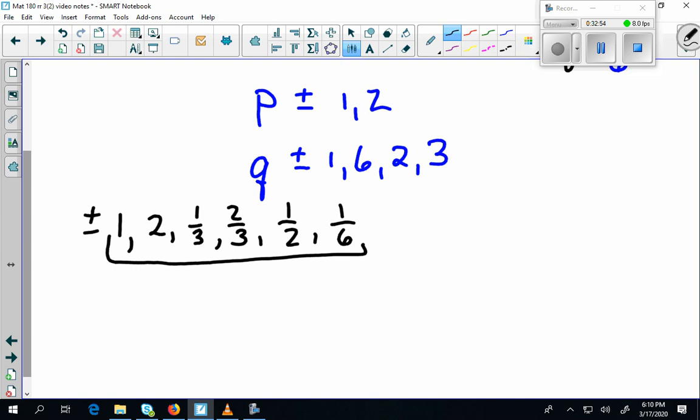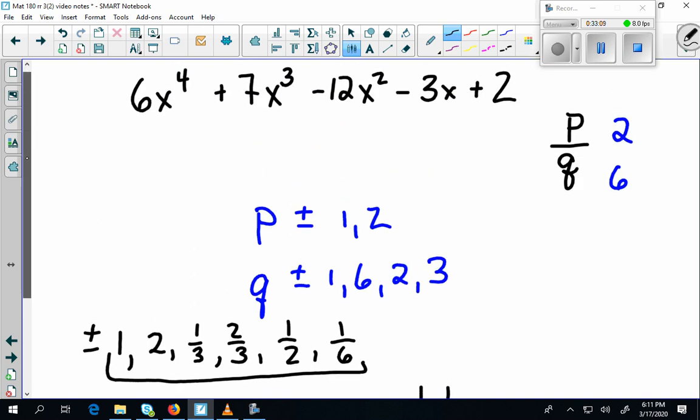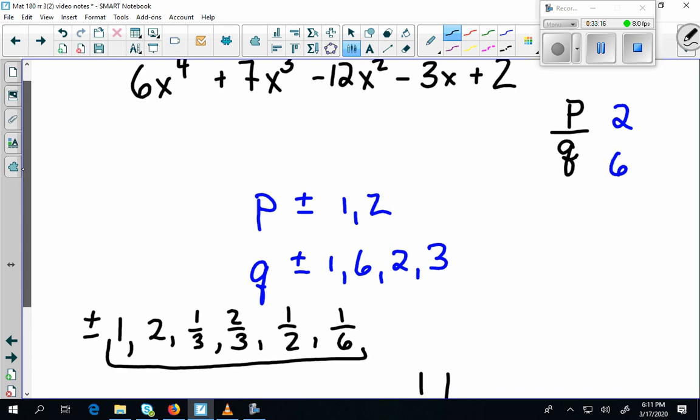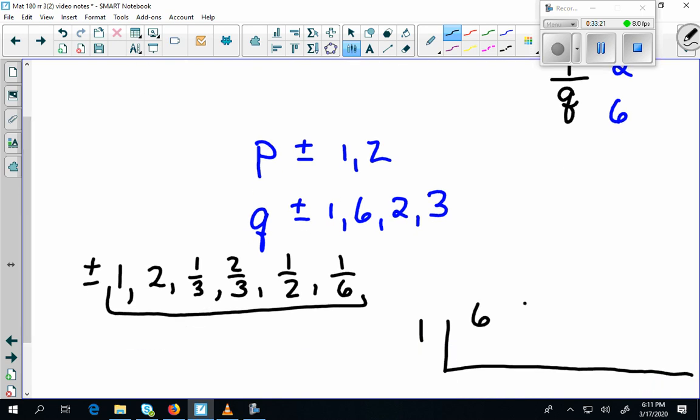So if I look at that, 1 is nice and easy. It's a nice whole number. So let's just see if 1 works. Let's see if 1 is a 0. So looking at our original function, do I need any placeholders? It's degree 4. I have everything represented. 4, 3, 2, 1. I'm good. So I want to write 6, 7, negative 12, negative 3, and 2.